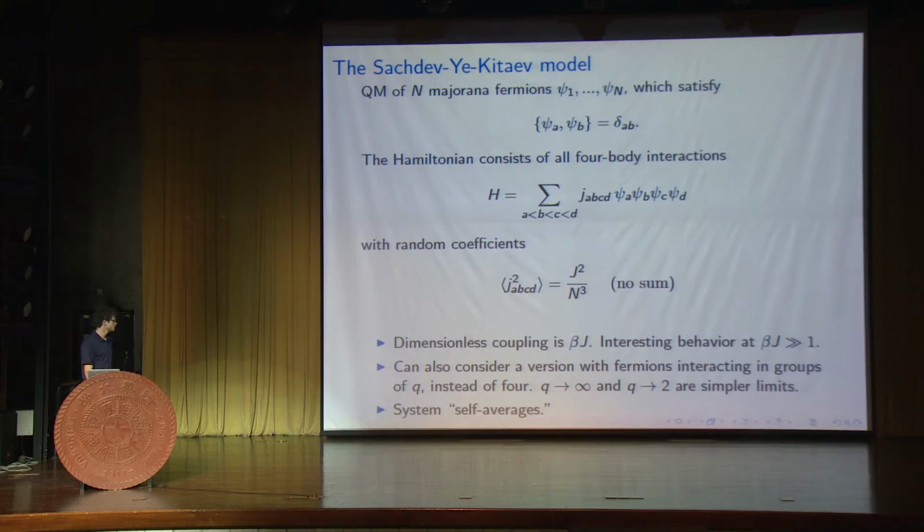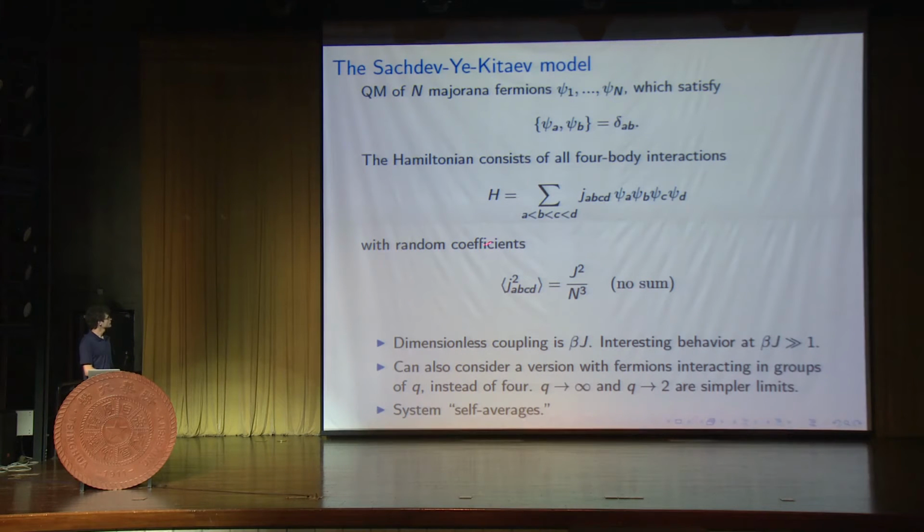The reason is that Q goes to infinity and Q goes to 2 are simpler than Q equals 4. It's pretty clear that when Q goes to 2, this is simple, because then we just have fermions with a random mass matrix. So it's a free theory. A technical comment is just that you can check numerically that this system self-averages like a champion, so we don't need to worry about replicas in the analysis of the model.